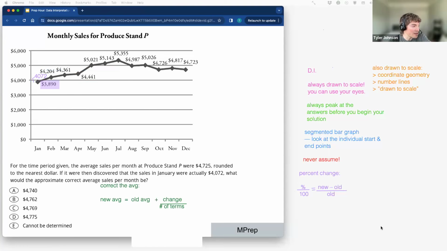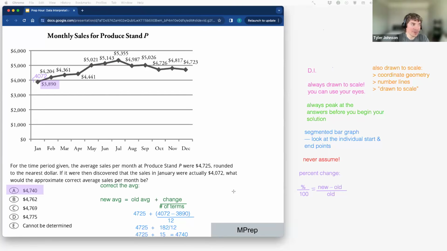So applying my formula here, it's going to look something like this because my number of terms are just the 12 months of the year that are represented in that chart. So I don't have to redo some massive sum. I'm just looking purely at the number that changed. So 4072 minus 3890, that's going to be 182. And that divided by 12 is about 15. So my new average is going to increase by about 15, and that puts you at 4,740.